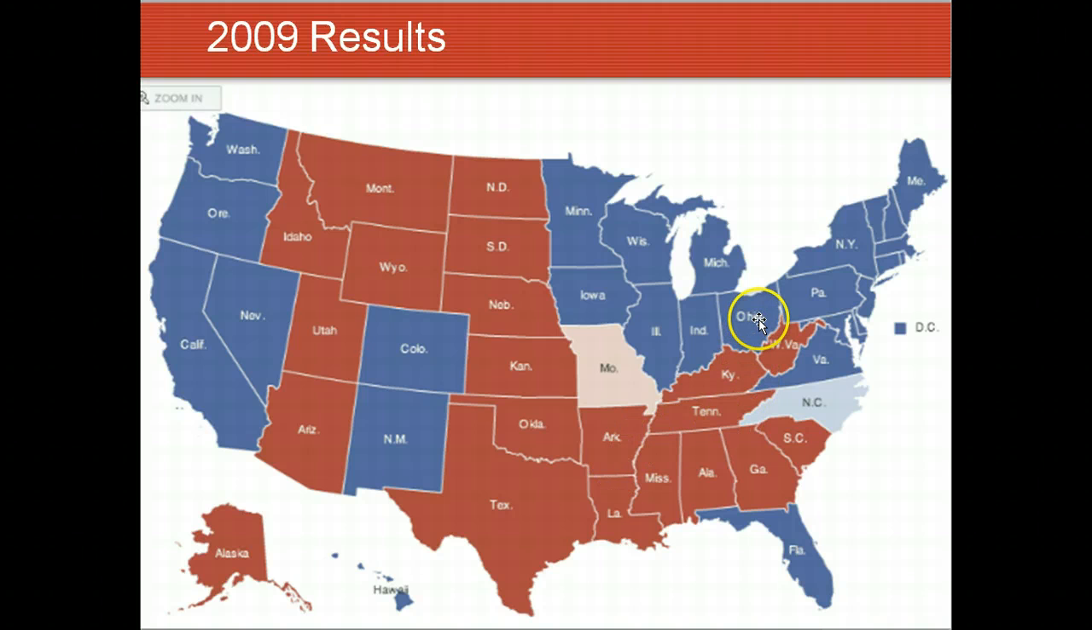Swing states are typically Ohio, Missouri, North Carolina, Florida, Colorado, Nevada, things like that. So there's our summary of how a president becomes elected. You can use these notes to help you make your diagram.